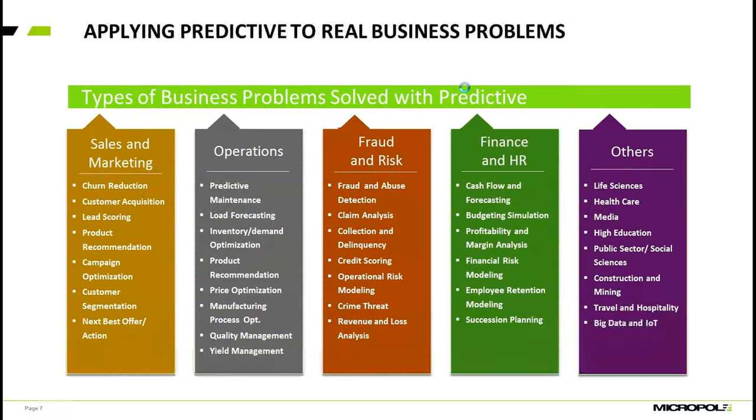If you look at the different type of business problems that can be solved with predictive, there are quite a lot of areas where this type of tooling can become very interesting. So sales and marketing, reducing churn, look at operations, price optimization, quality management, predictive maintenance. In the banking and insurance world, fraud and risk detection, for finance, HR, employee retention modeling, and of course some various other industries where this tooling can become very interesting to apply.